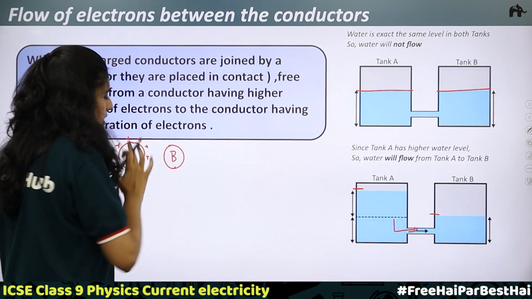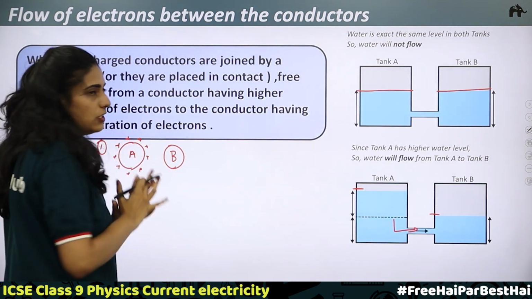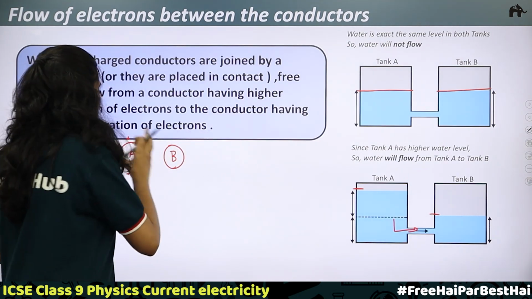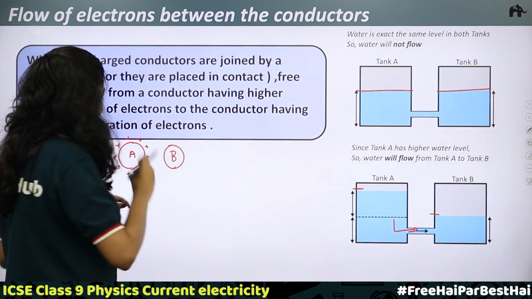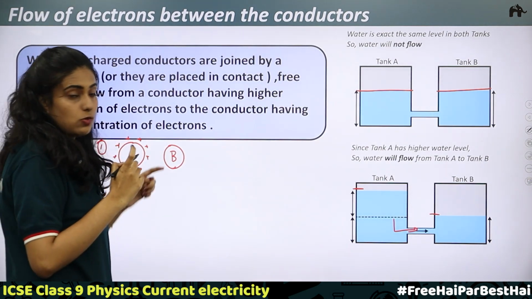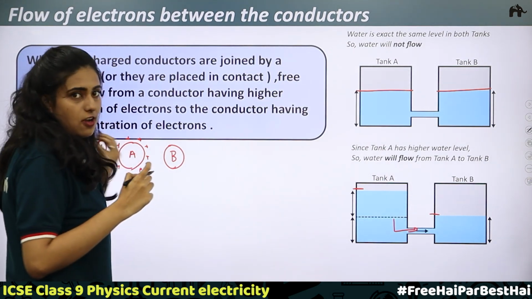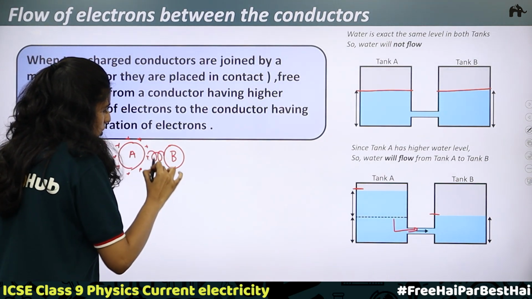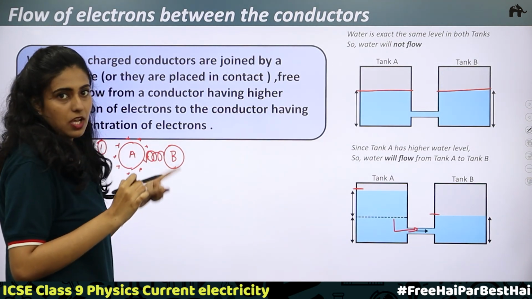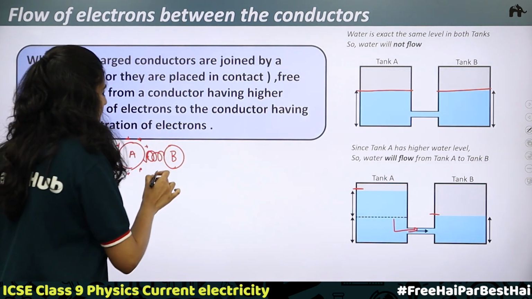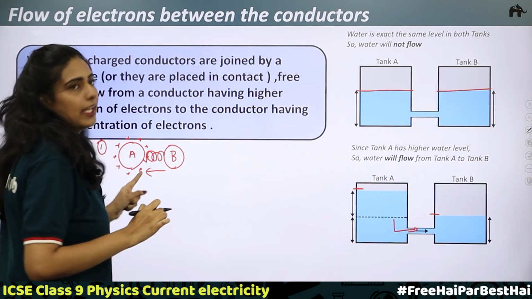You will be able to see that electrons will flow from a region where the concentration of electrons is higher to a region where the concentration of electrons is less. Since A is positively charged, there is a deficit of electrons. So when they are connected with a metal wire, from the uncharged conductor B, the electrons start flowing to A.